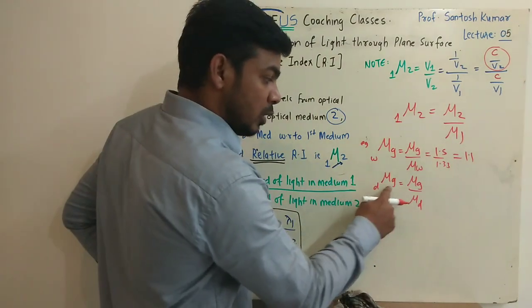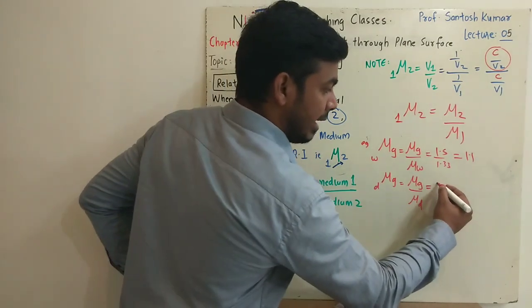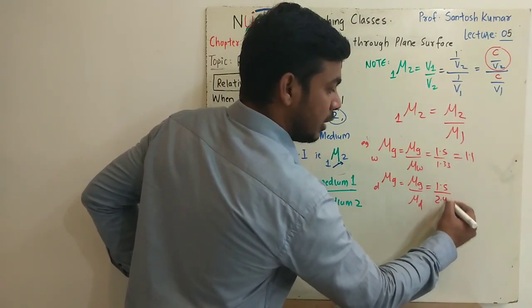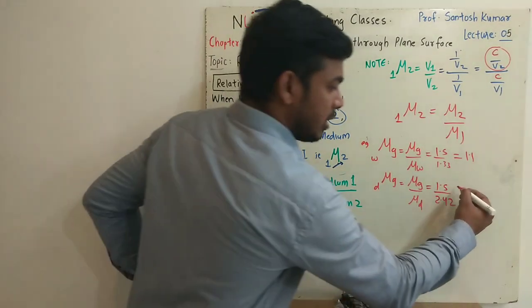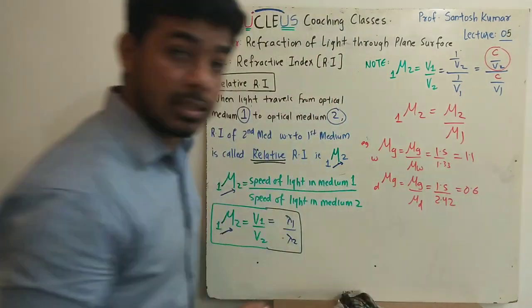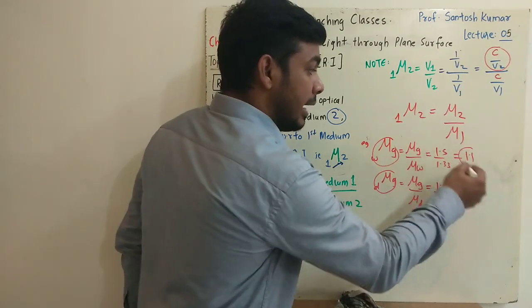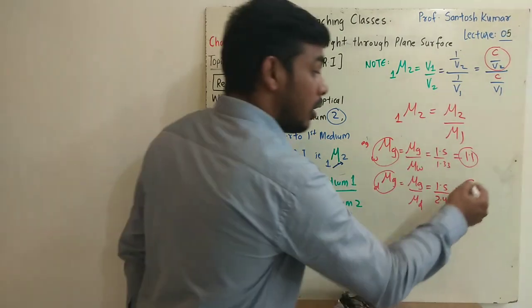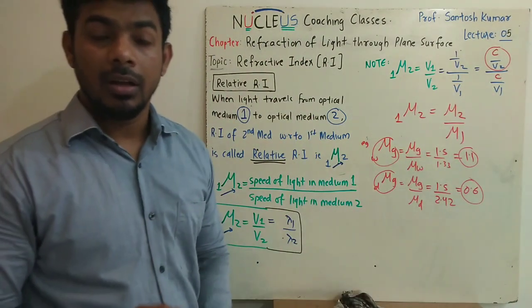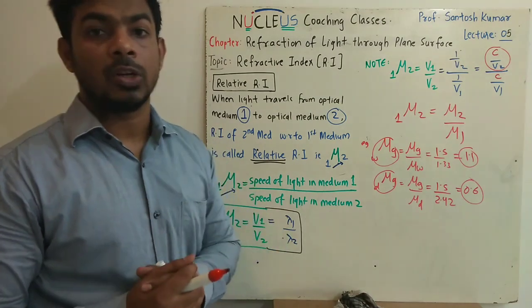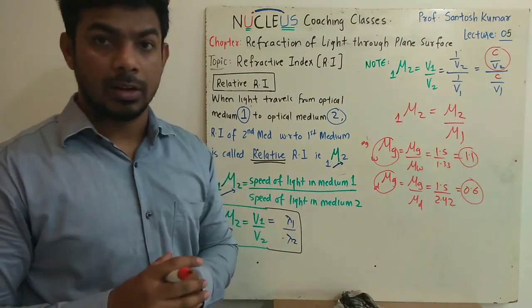But the refractive index of glass with respect to diamond, if I put the value, the refractive index of diamond is 2.42. Somewhere it will give you 0.6. That means here the relative refractive index value can be greater than 1 or it can be less than 1. But remember, absolute refractive index will always be more than 1.